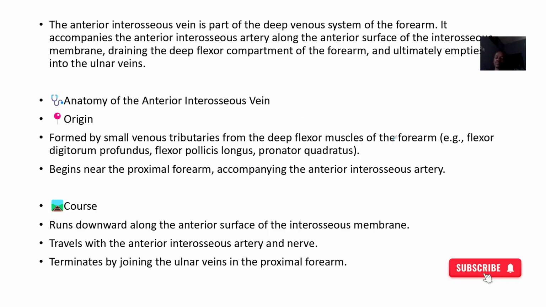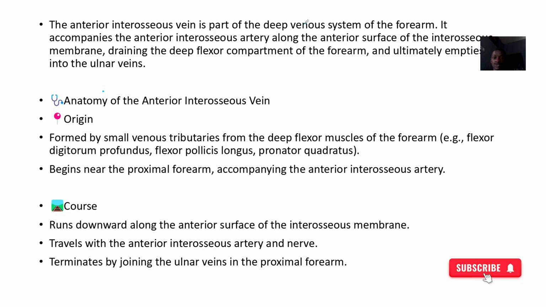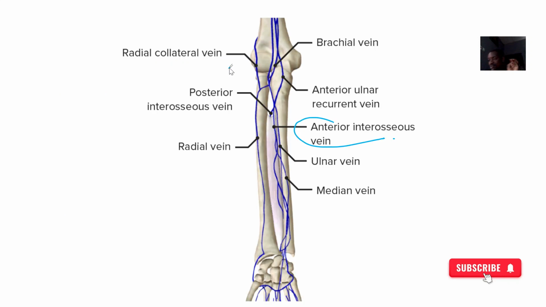Okay. So this one, we said that it's actually part of the deep venous system of the forearm. It accompanies the anterior interosseous artery, alongside the anterior surface of the interosseous membrane. So they drain the deep flexor compartment of the forearm, then ultimately it empties into the ulnar veins. So I have the ulnar veins here, I have all the pictures, everything is there.